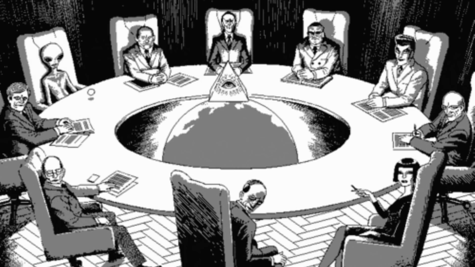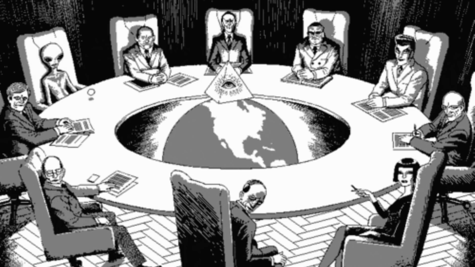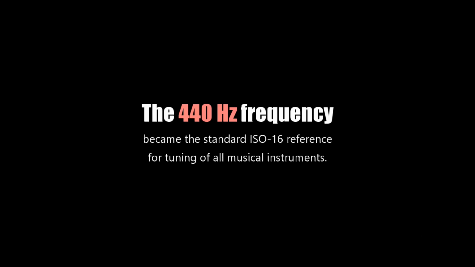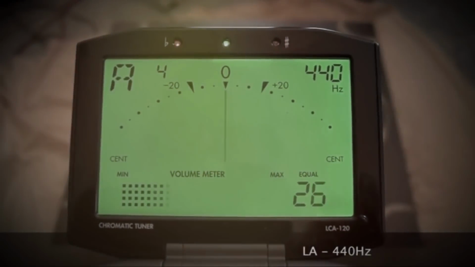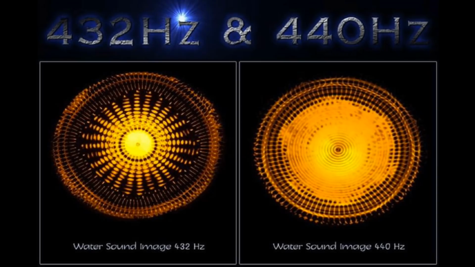Then in 1953, a worldwide agreement was signed between all nations. This frequency became the standard ISO 16 reference for tuning of all musical instruments. This tone standard is now accepted all over the world. It remains a mystery why this frequency was chosen in the first place. In fact, there are many people who disagree with this standard.